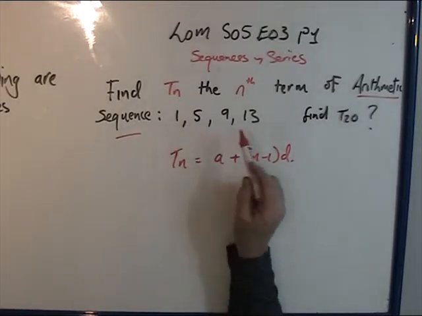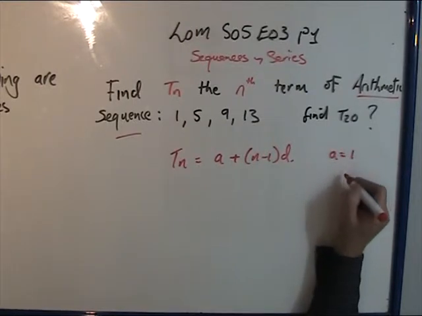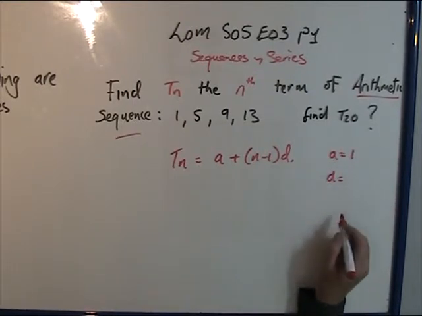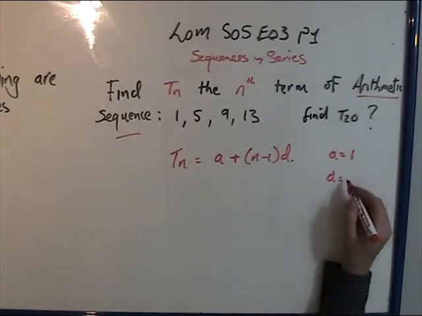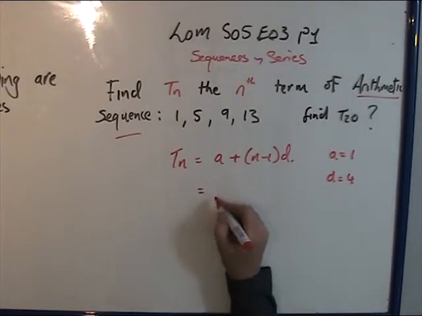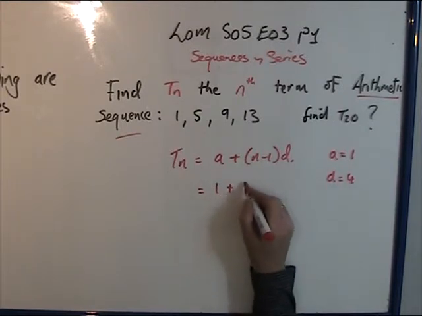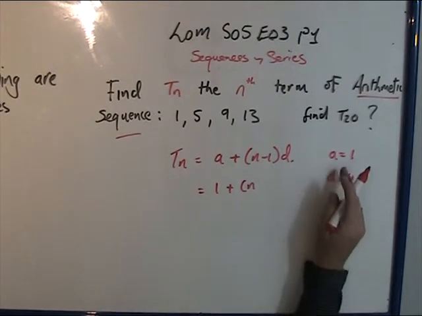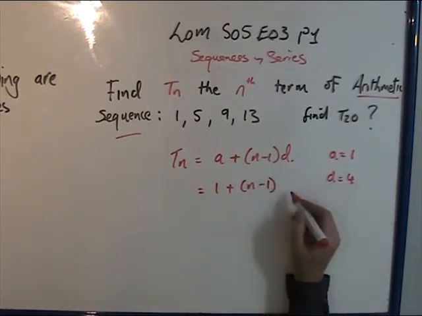So what's A? A is the first term. A is equal to 1, and d is the difference. It's an arithmetic sequence, so it goes up by a constant number, which is 4. And you put your values in. Tn is equal to A, which is 1, plus n, which we don't know, minus 1, times d, which is 4.